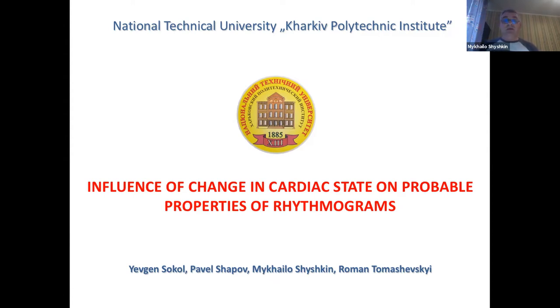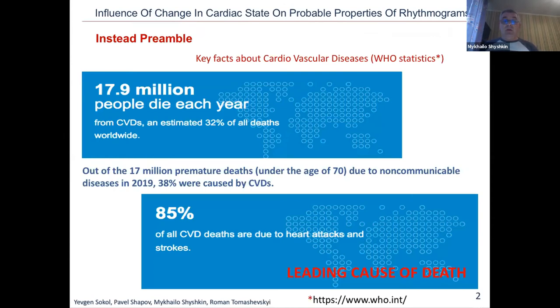And instead of a preamble, I'd like to remind some key facts about cardiovascular diseases. You can see this on page one. Only two numbers here: 70.8 million deaths and 85% of these are due to heart attacks and strokes, but it frequently happens due to atrial fibrillation onset. By the way, atrial fibrillation increases the risk of stroke by 6 times and risk of the heart attack by 2 times.